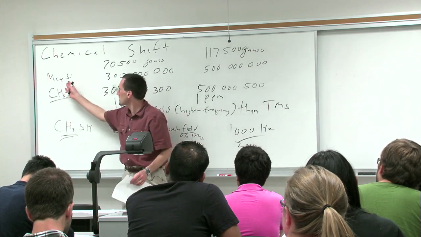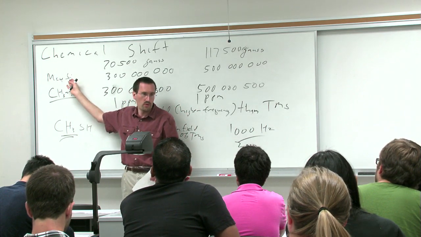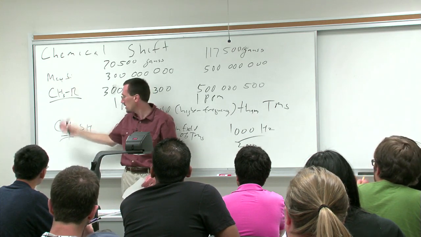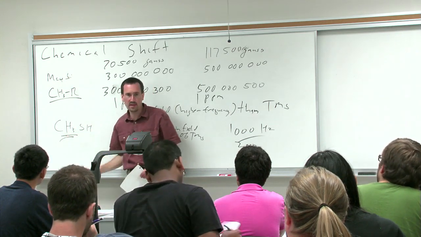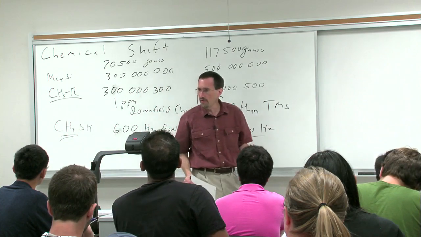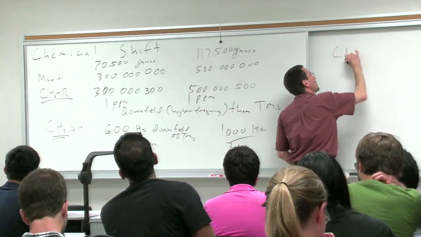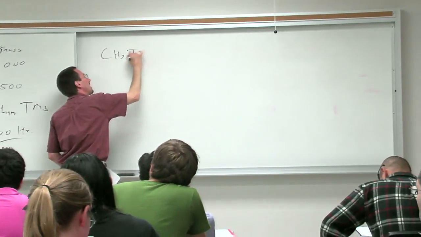So in TMS, the silicon is a little bit electron donating. It shows up upfield, at lower frequency. Here in methane thiol, it shows up downfield at higher frequency. And there really is a nice relationship. You can see this in the case of the halogens.